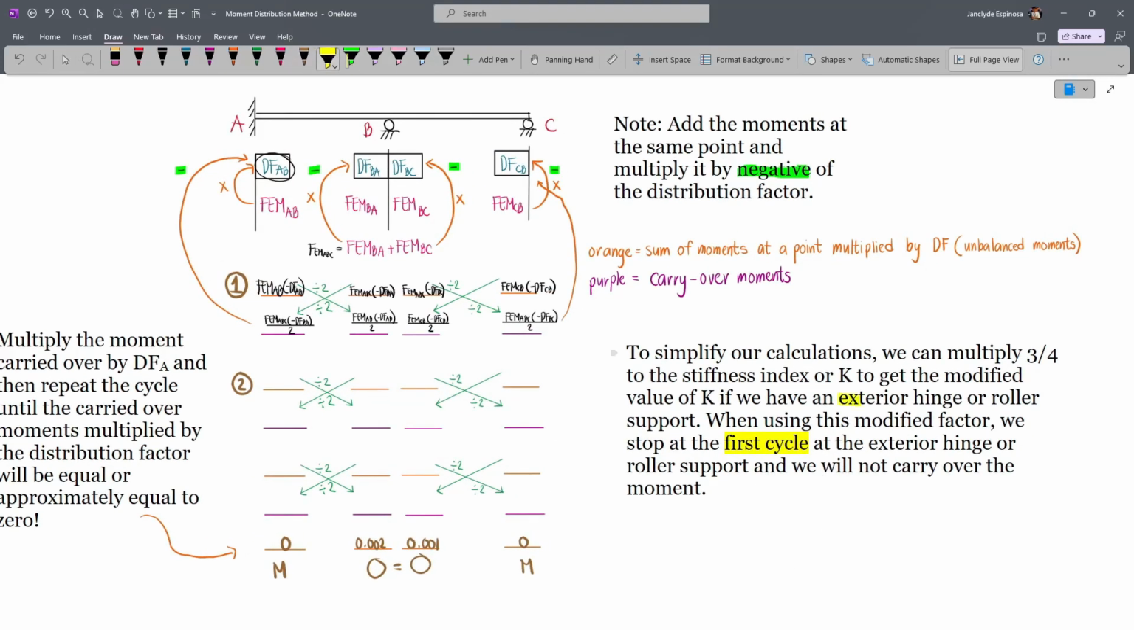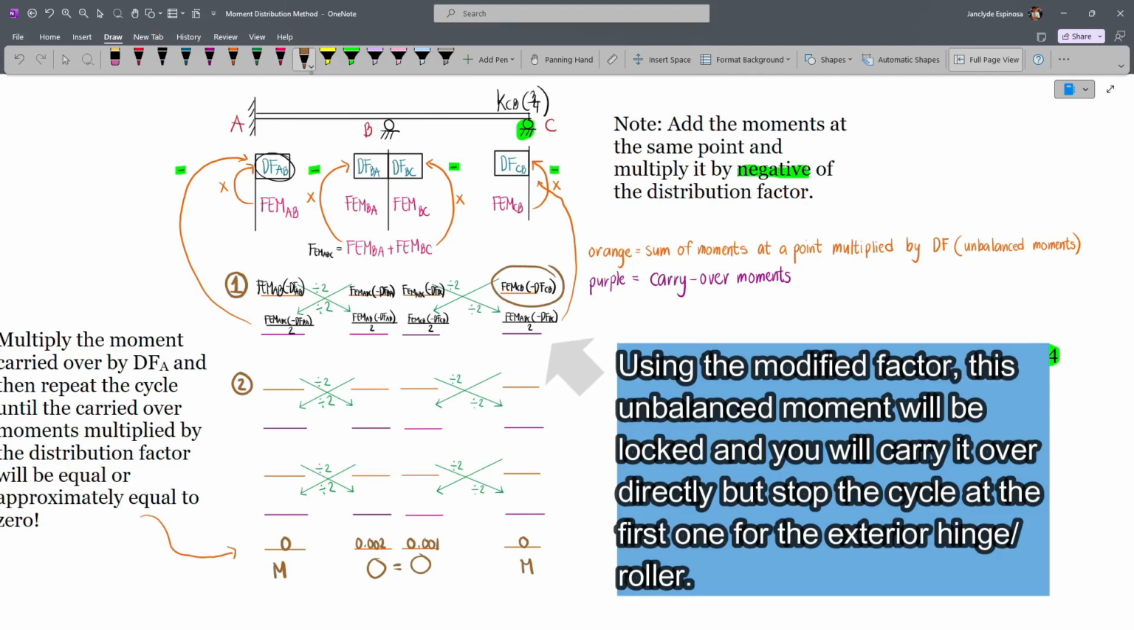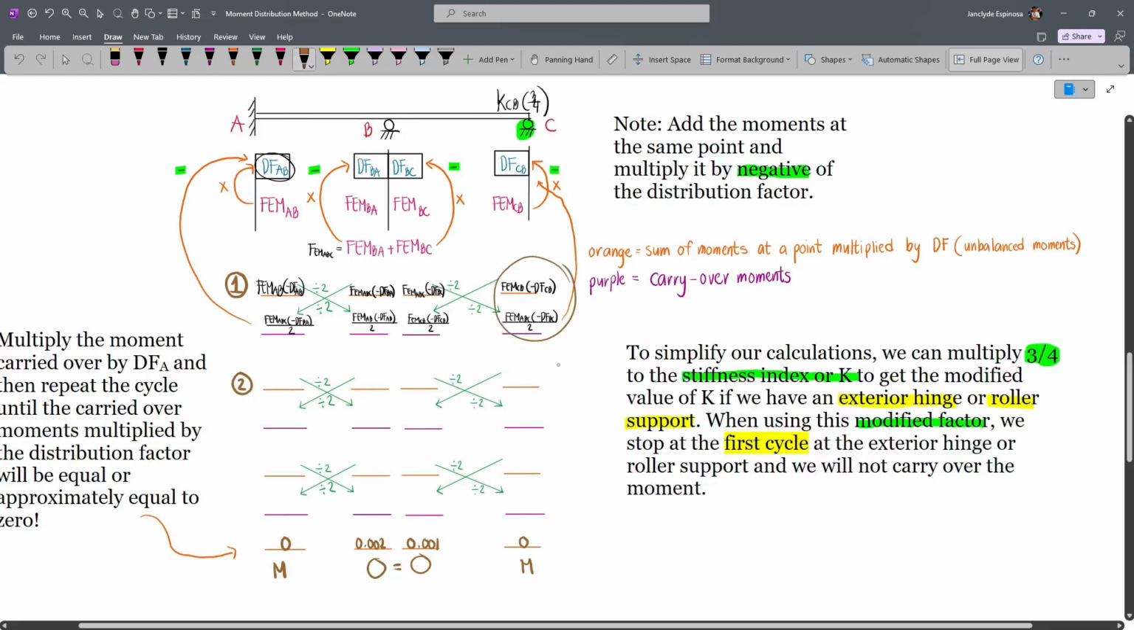Now, in cases where we have an exterior hinge or roller support, we can actually simplify our calculations by multiplying the stiffness index or K by 3/4. Ito yung alternative or shortcut. Now, we will multiply the stiffness index by 3/4 so that we can get a modified value of K. Now, if gagamitin natin yung modified factor, we will actually stop at the first cycle kung saang point ginamit mo yung modified factor. Like for example, since at C, meron tayong exterior roller, if we'll use the modified factor, we will actually multiply KCB by 3/4. And then ito yung value na gagamitin natin dito. And then if you will use the modified factor, dito sa first cycle, you will already stop. And then yung mangyayari is malalock na to. Or simply, you will just carry over the moment directly after the first cycle.